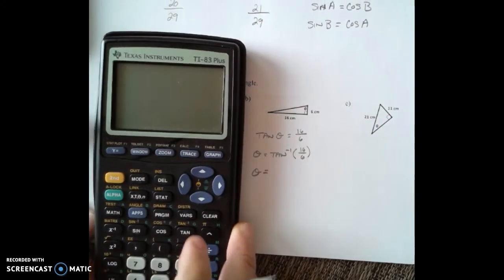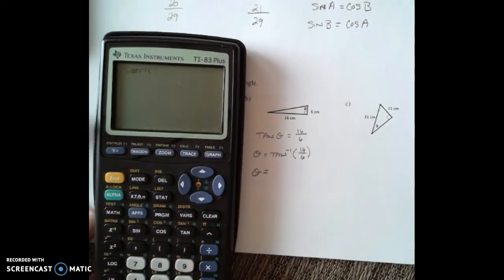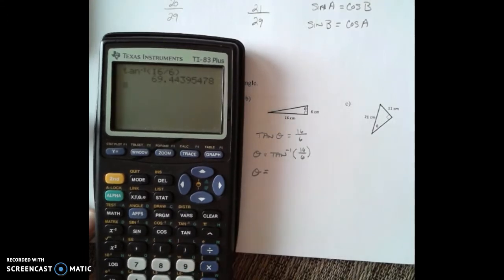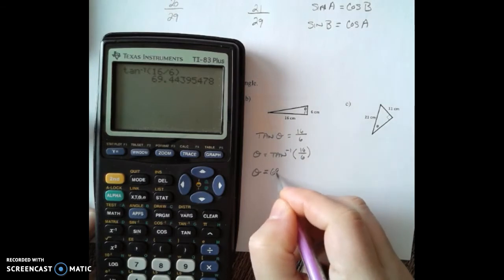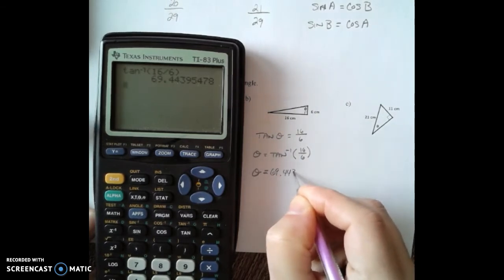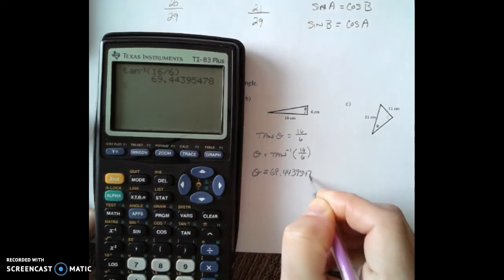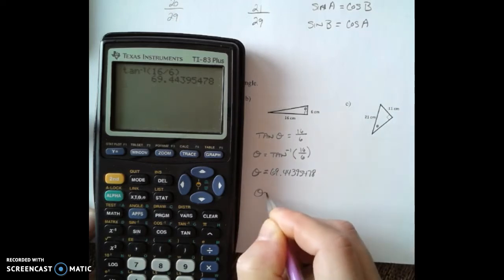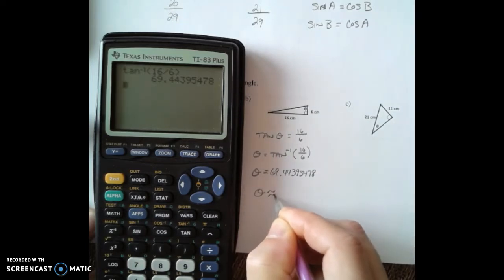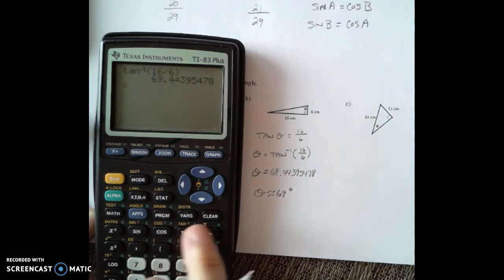So let's go ahead and punch this in. Second tangent, 16 divided by 6. And there is our angle measure, 69.44395478. And again, if we were to round this to the nearest degree, it's going to be about 69 degrees.